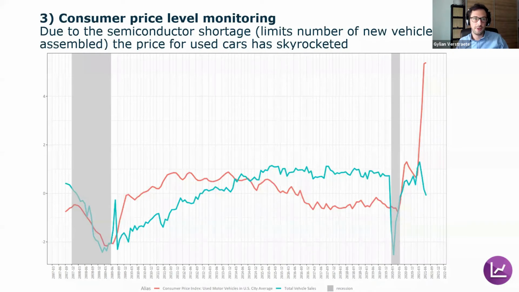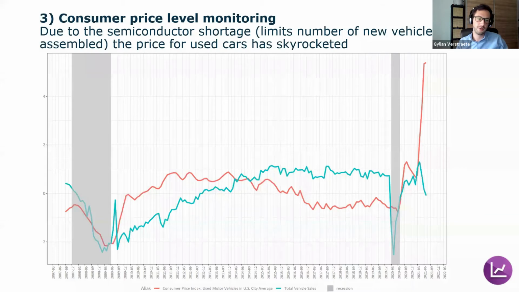The final dashboard is monitoring the consumer prices. You already probably know that new cars are in very short supply. So if you need a car and you cannot buy a new car, what will you do then? Well, you will probably buy a used car.